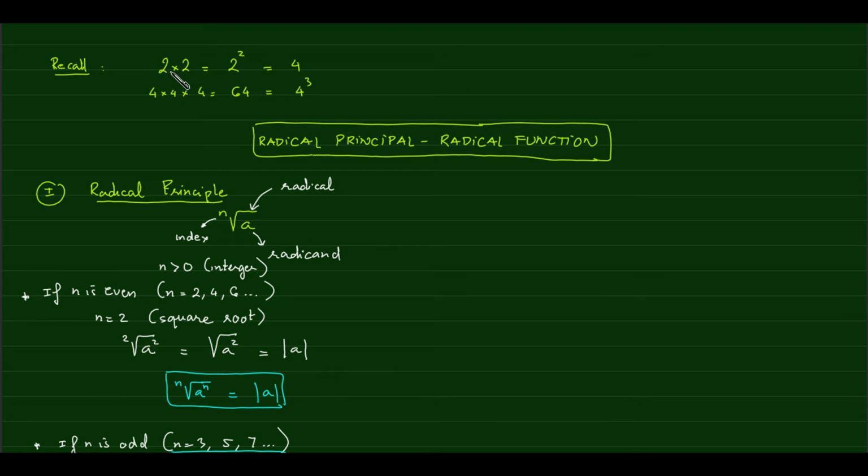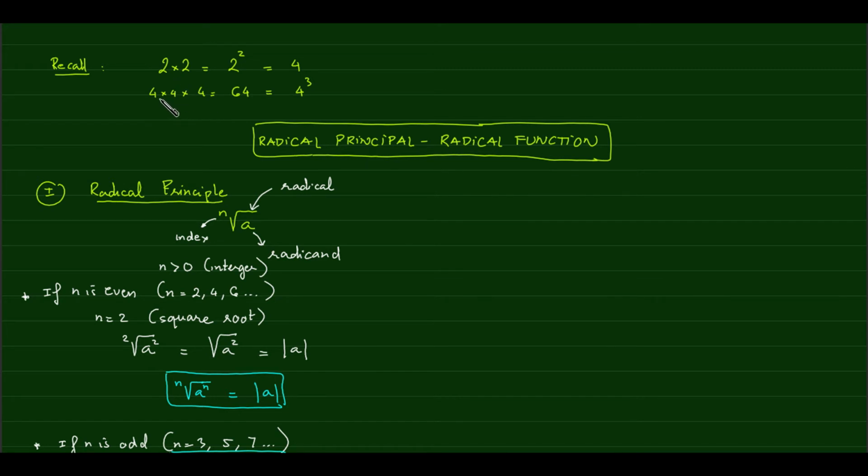As you know, if we multiply 2 by 2, I can write it as 2 raised to the second power, which gives you 4. Now, the reverse process is nothing but asking the question: what number multiplied by itself 2 times gives 4, which is number 2, right? The same thing over here.